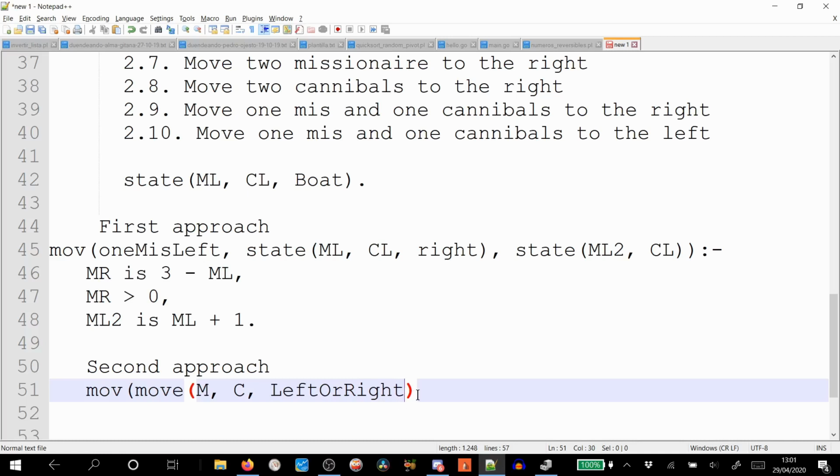Okay, and now the state before will be a number of missionaries to the left and missionaries to the right, and both have to be, for example, if I want to move to the left, both have to be where? On the right side. On the right side. Okay. And what is the result? What will be the result, the state after the movement?